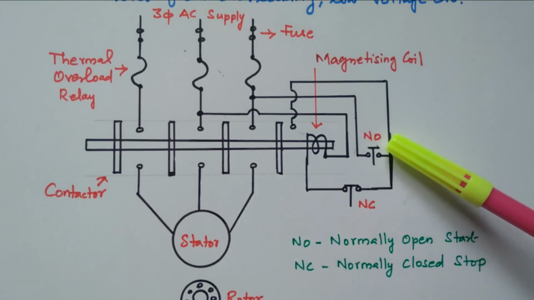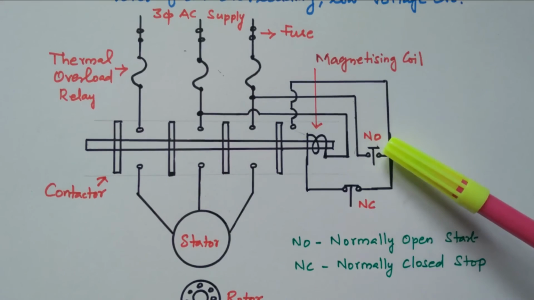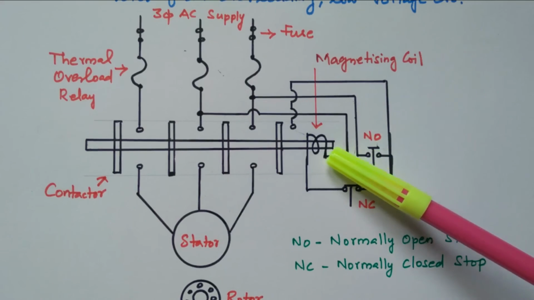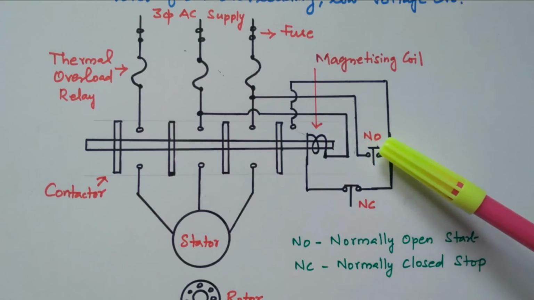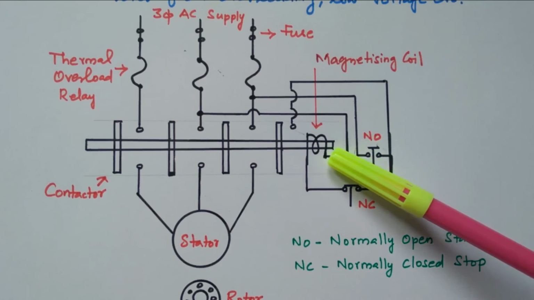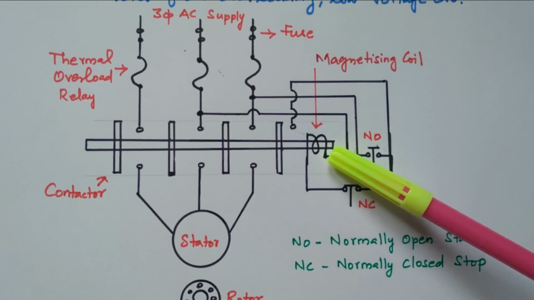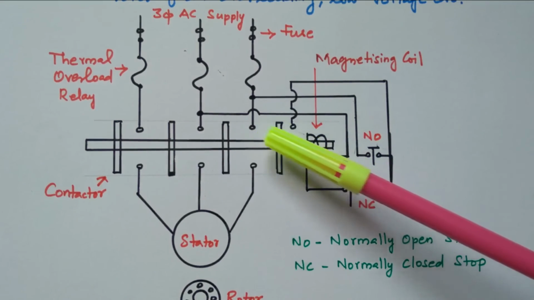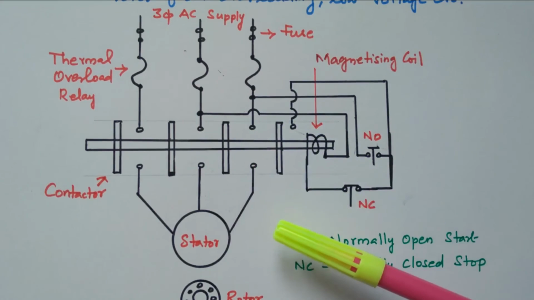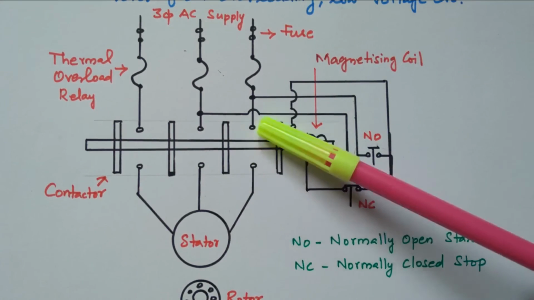So initially, NO is in open condition, NC in closed condition. Due to the open condition, the supply is not given to this magnetizing coil, it is in a de-energized state. So in order to start the motor, this NO is closed. While closing, the circuit is closed, the supply is given to the magnetizing coil. Due to that, it becomes energized. Due to the energizing, it attracts this slip ring and the supply is connected to the stator. Now the motor is applied with the rated voltage.